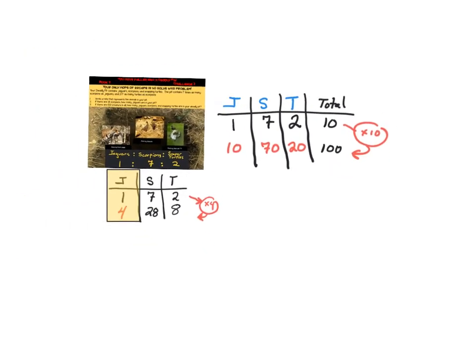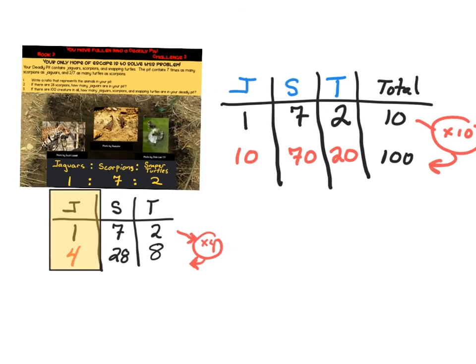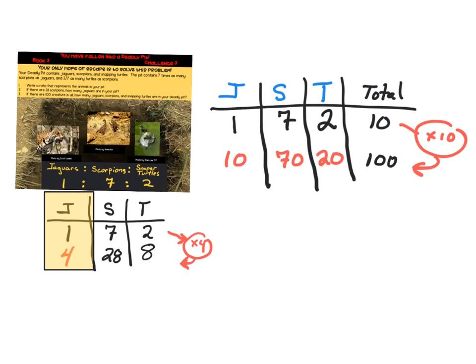Your answer is right here. You will have 10 jaguars, 70 scorpions, and 20 snapper turtles in your deadly pit right here. And bam, that is how you solve all of these problems on this here challenge.